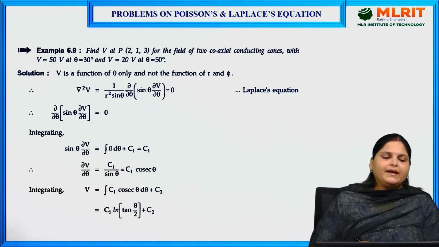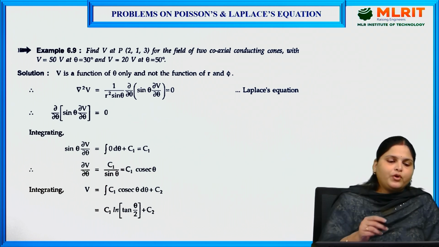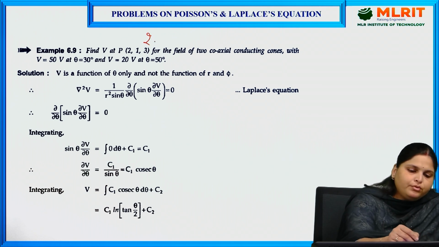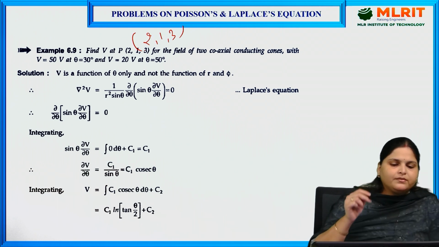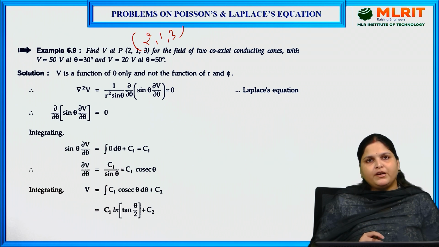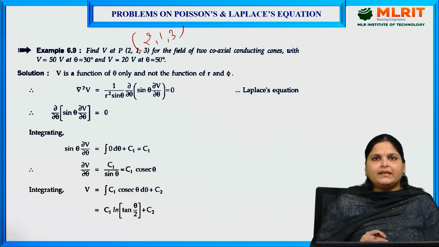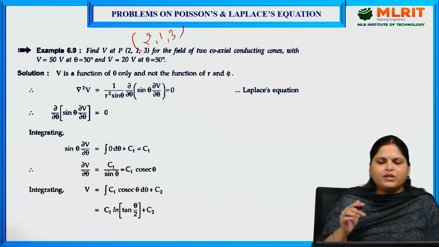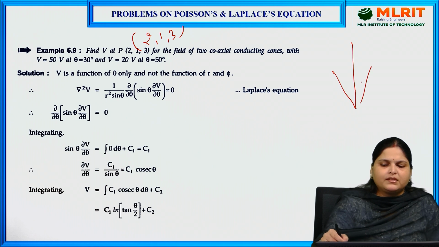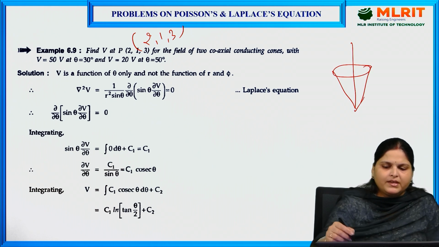We have to find out V at a point P, where P is equal to (2, 1, 3), for the field of two coaxial conducting cones. Now we have two cones. Maybe the structure is like this. They are coaxial, so it can be like this.